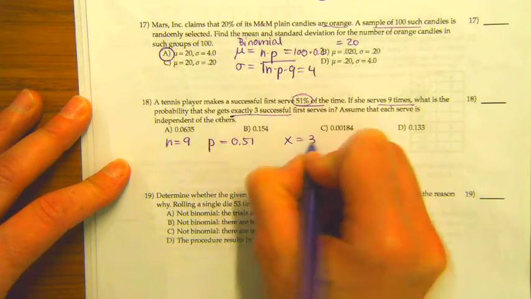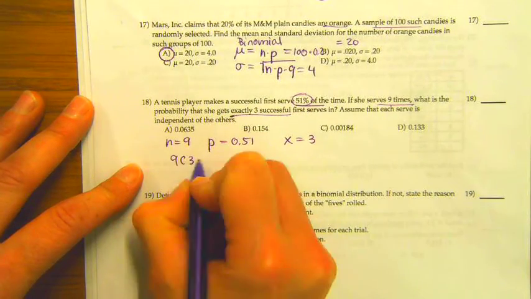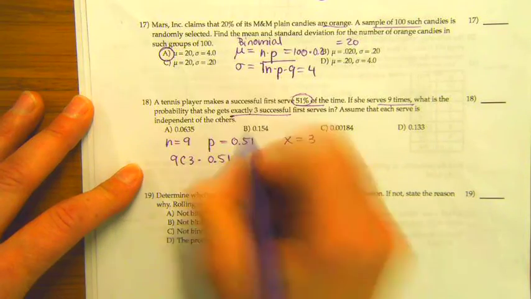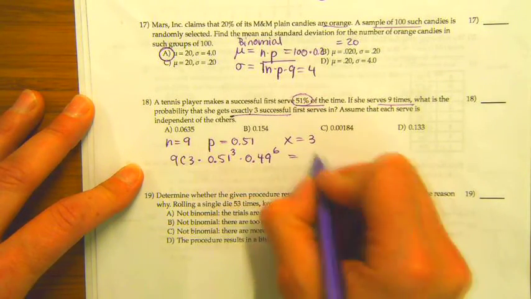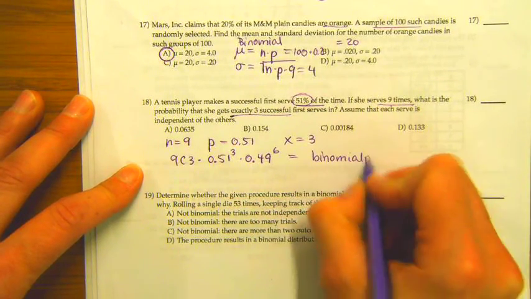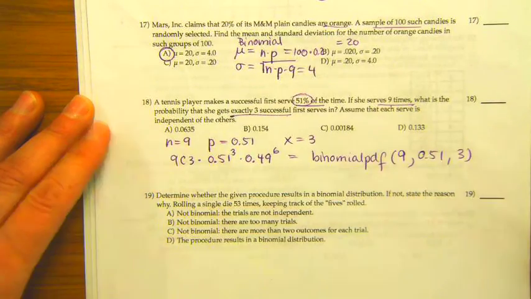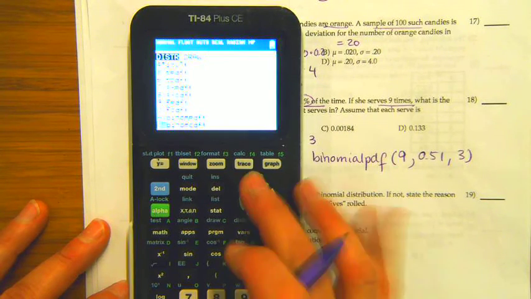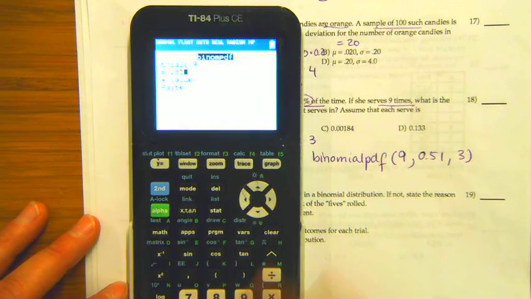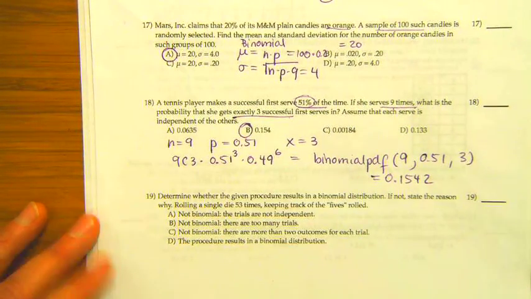And we're looking for exactly 3 successes, so we can use the binomial probability formula, which is 9 choose 3 times the probability of success to the 3rd power times the probability of failure to the 6th power. Or we can use the binomial PDF, where n is 9, p is 0.51, and the number of successes is 3. So this is what I'm going to use. Go to second VARS, arrow down or up to binomial PDF. We're just looking for one probability. We have probability of success is 0.51 and 3 successes, 0.542. And B would be our correct answer here.